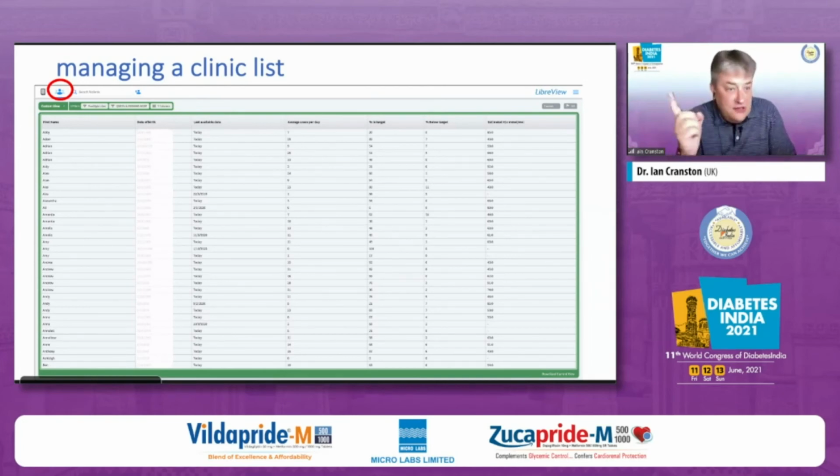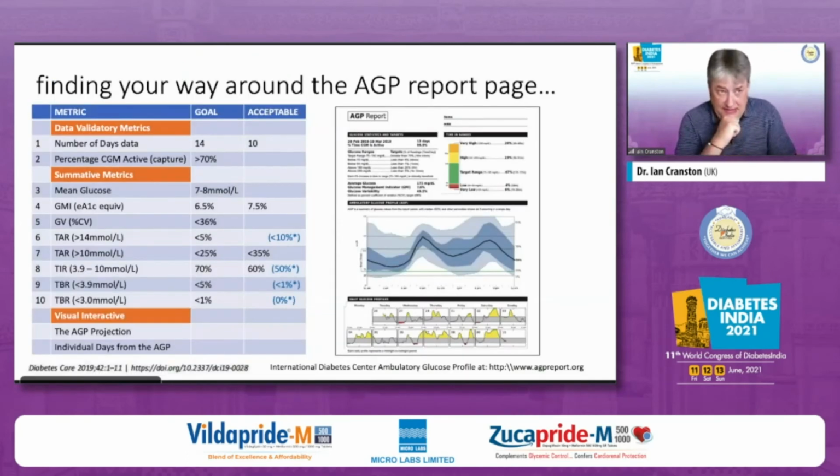So I think the first absolute push is to say, try and make sure that you've got your own clinic login for LibreView, because without that, it's much more difficult for you to be able to easily assess what's going on with your patients. I think the next thing is to be confident looking at people's data.